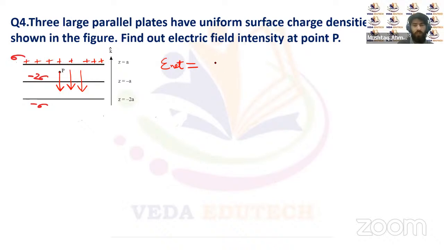Because of the first plate, it will be sigma upon 2 epsilon naught, because of the second plate, it will be 2 sigma upon 2 epsilon naught, and because of the third plate, it will be sigma upon 2 epsilon naught. So this 2 and 2 will get cancelled. I'll be left with 2 sigma upon epsilon naught as the net electrostatic field.